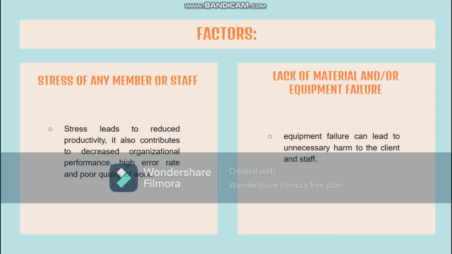We also have the lack of material and or equipment failure. Materials and equipment are the important things in order to perform advanced life support. If one material or equipment fails to function, it would be impossible to deliver the care effectively. Additionally, equipment failure can lead to unnecessary harm to the client and staff.